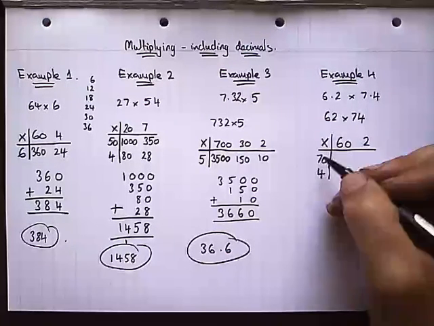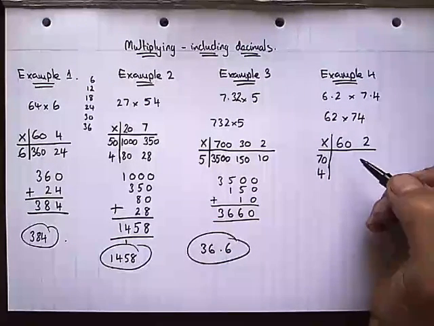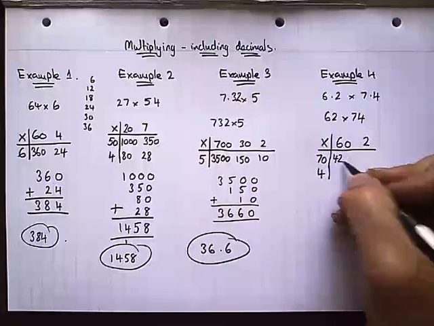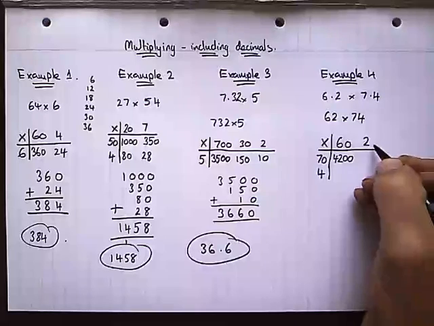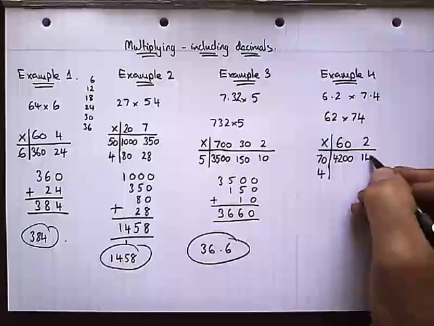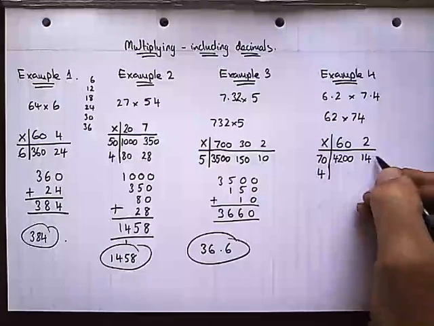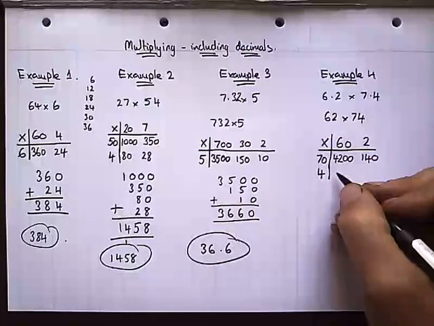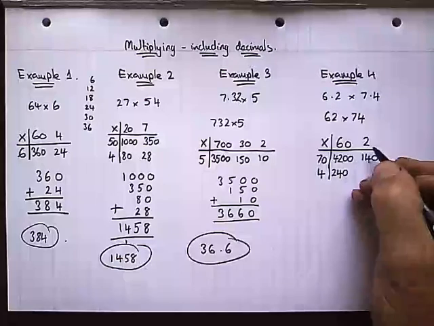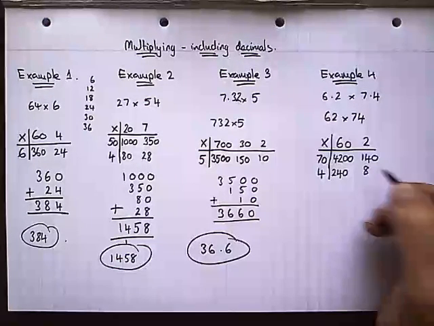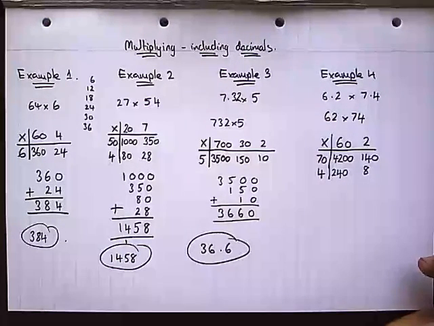So 7 times 6, that's a big number, but it is 42. And then I've got 2 zeros, so I put the 2 zeros in. 2 times 7 is 14, and I've got the 1 zero. 4 times 6 is 24, and I've got the 1 zero. And 2 times 4 is 8. So next step is add them all together.